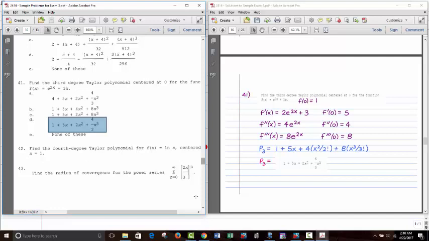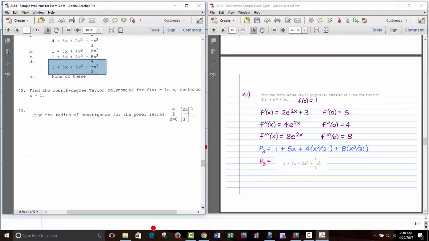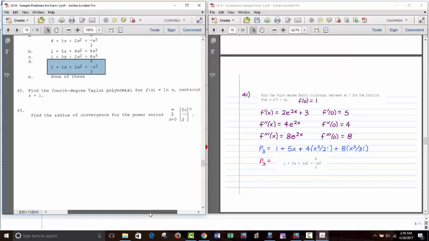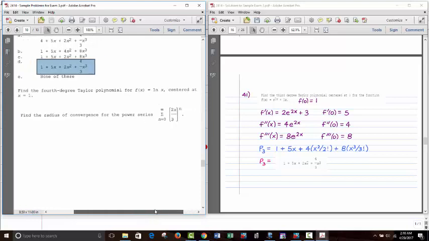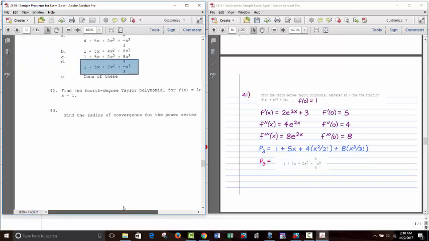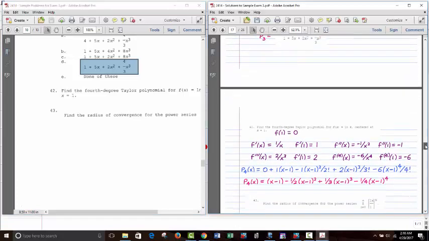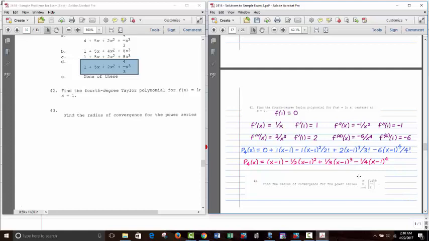Okie doke. Number 41. Fourth degree polynomial ln of x centered at x equals 1. So that means you're going to have a bunch of x minus 1s here, which you're not going to have to multiply out, obviously. No way. They'll all just sit like this. They'll all be x minus 1, squared, third, fourth.